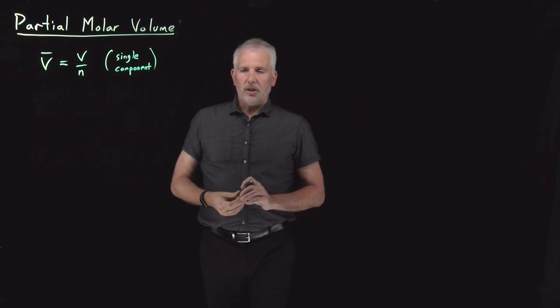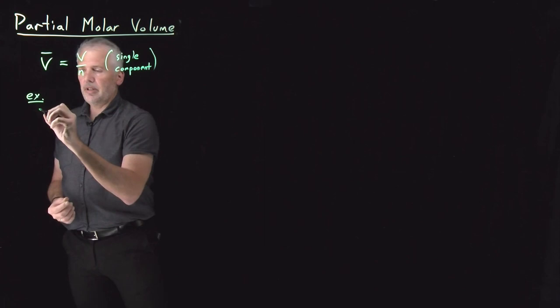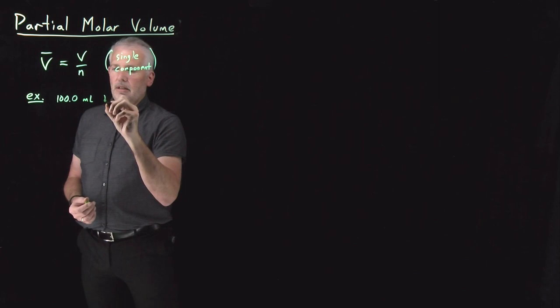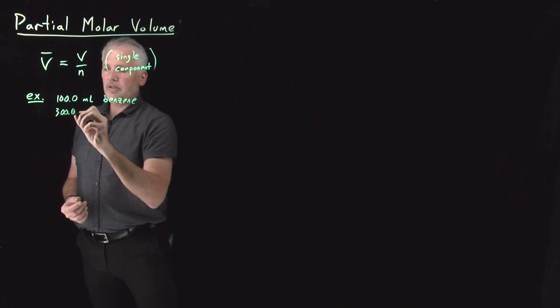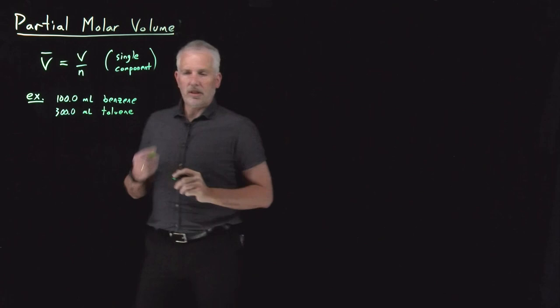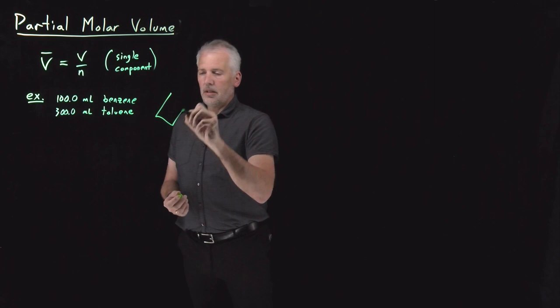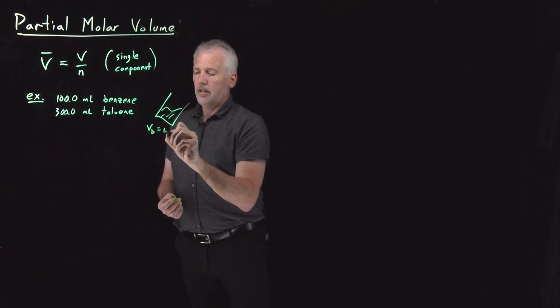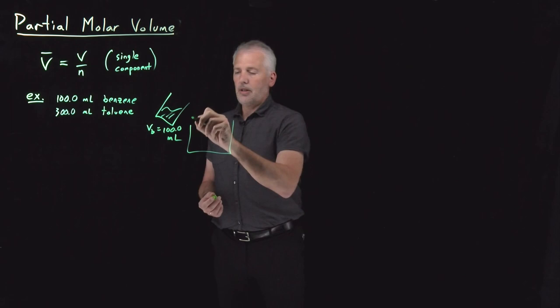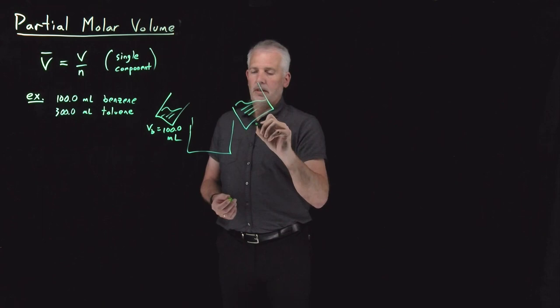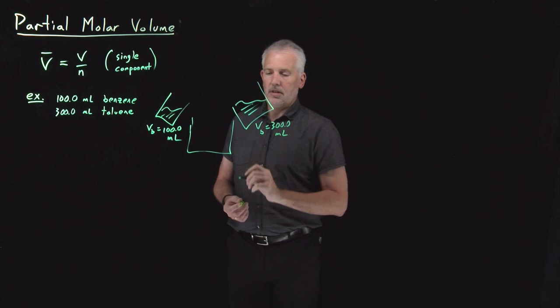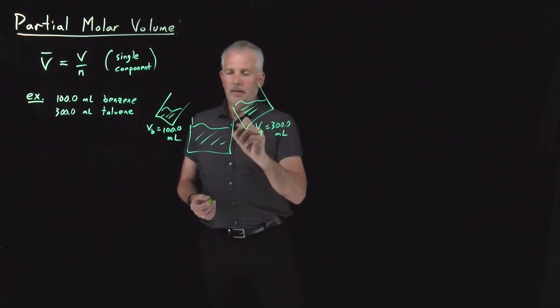So suppose, as an example to illustrate this, we take 100 milliliters of benzene and prepare a solution by combining that with 300 milliliters of toluene. So this happens to be the same 2.8 molar or mole fraction 0.285 solution of benzene and toluene that we've discussed in our previous example. But let's just say I've got 100 milliliters of benzene, and I'm going to pour that into a larger beaker together with a total volume of 300 milliliters of not benzene but toluene. So I'm going to make a solution by combining those two.